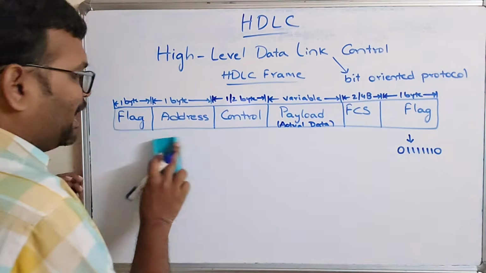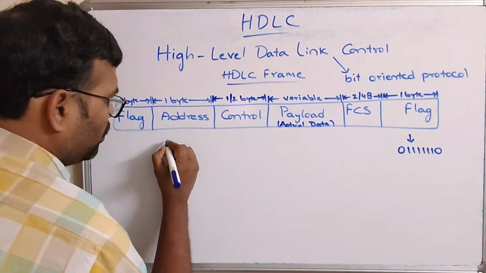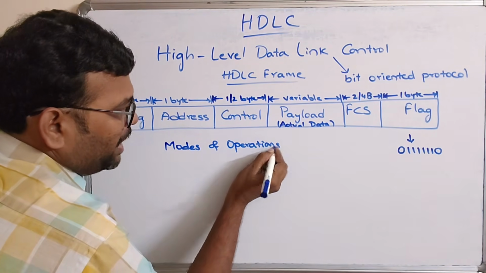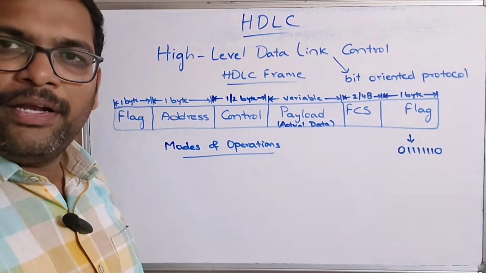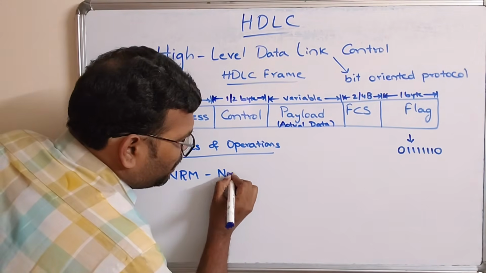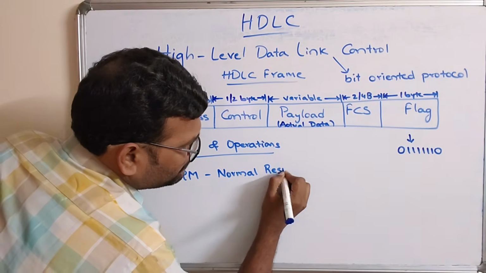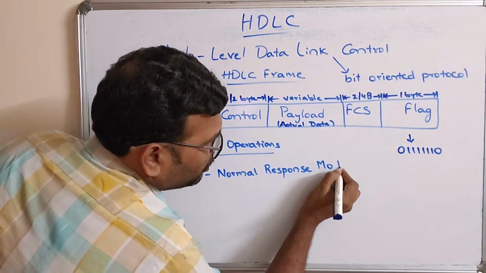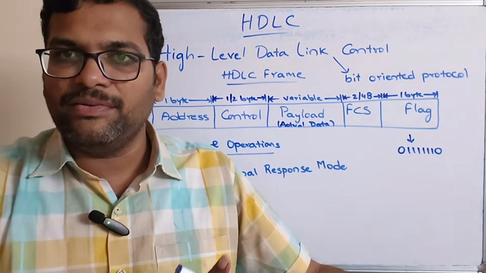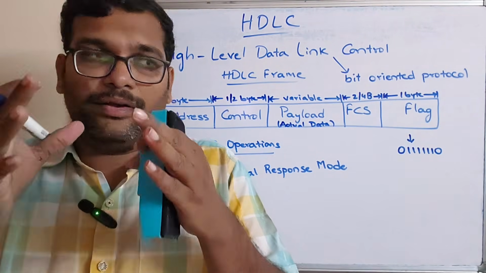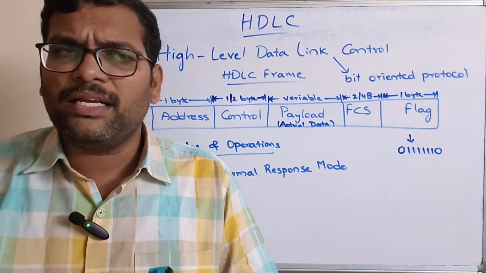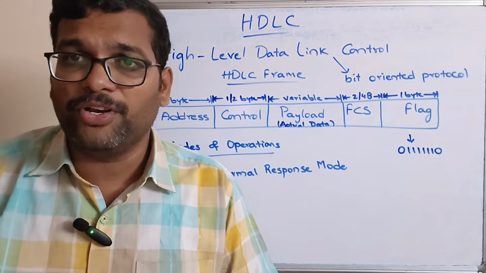Now, what are the modes of operation in which this HDLC protocol can be implemented? Mainly HDLC can be implemented in 2 modes of operation. The first one is NRM, normal response mode. In normal response mode, if there are a primary and secondary, or sender and receiver, the receiver doesn't have any permission to send data on its own until it gets permission from the sender. Simply we can say it is half duplex. At a time only one way of communication can be done.